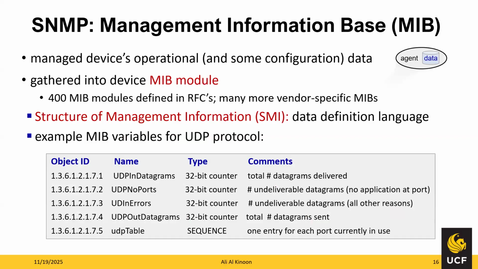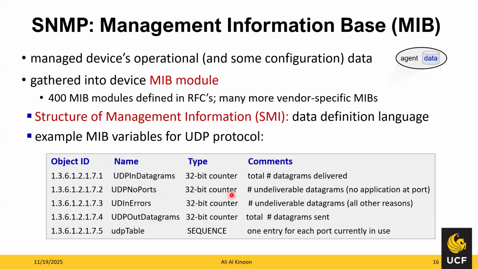Here's an example of MIB variables for UDP. This table shows actual real examples of MIB variables associated with the UDP protocol. Each one of those object IDs is going to have its own variables like the name, type, and comments. For example, the first one, UDP in datagrams, counts all received datagrams.